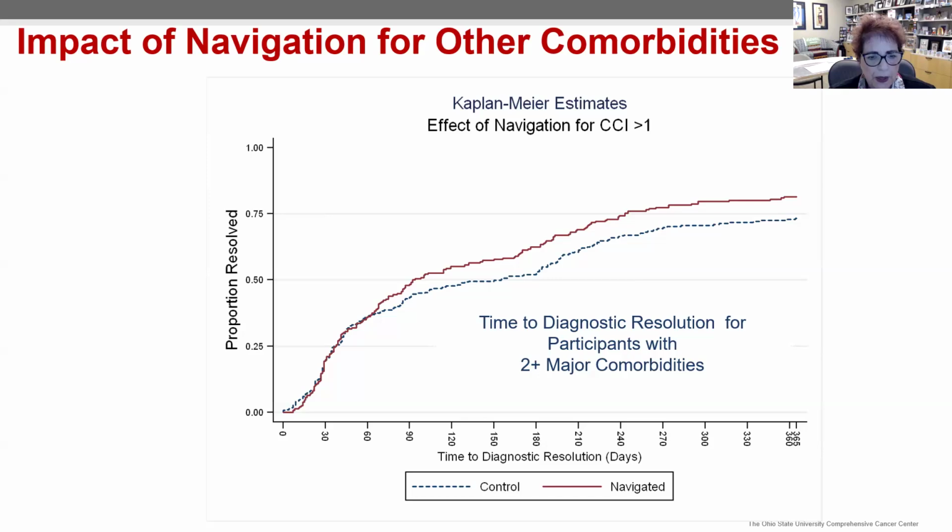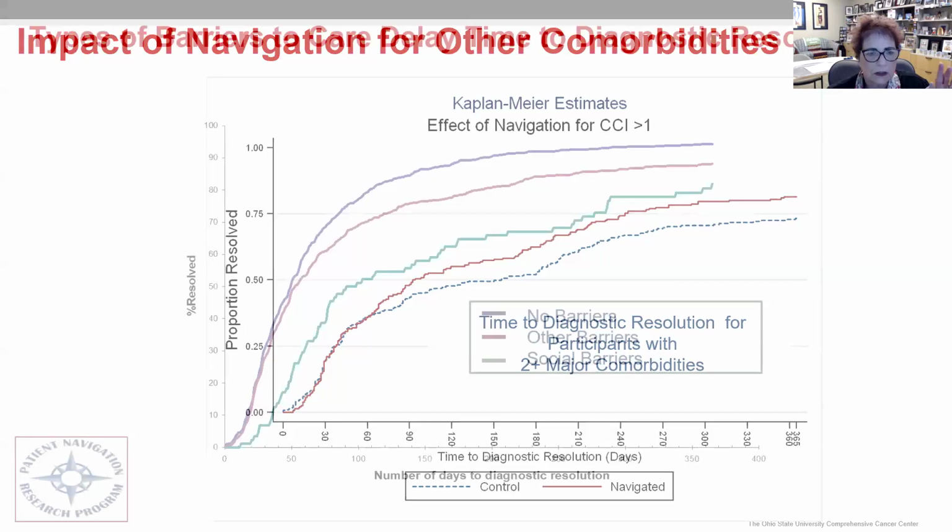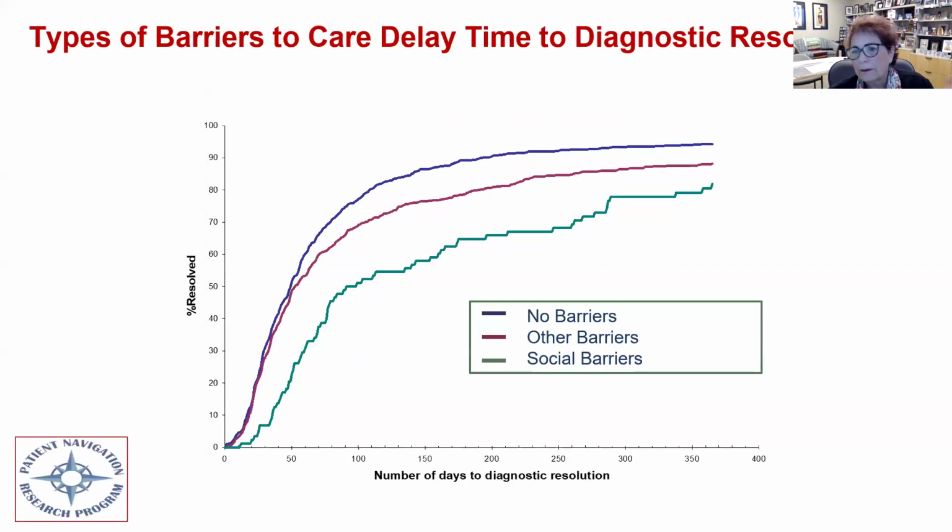And we show that in people who have 2+ major comorbidities, navigation was able to get them in. They were resolving faster than the controls. Again, later on is sort of where navigation kicks in for those who really wouldn't have come in unless they had navigation. This one is, does the type of barrier that a person has matter?